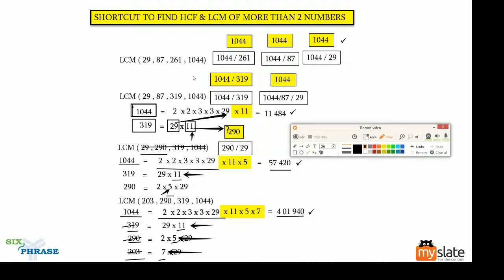Okay. And why do we say 1044? Did you look at the first question? Why did we say 1044 is the LCM? Because it was divisible by all the four numbers. Here also 57420 is divisible by all the four numbers. Here also 40940 is divisible by all the four numbers. And you guys know LCM is the least multiple of all the numbers. Yes, you know that, right? So that is the case here.